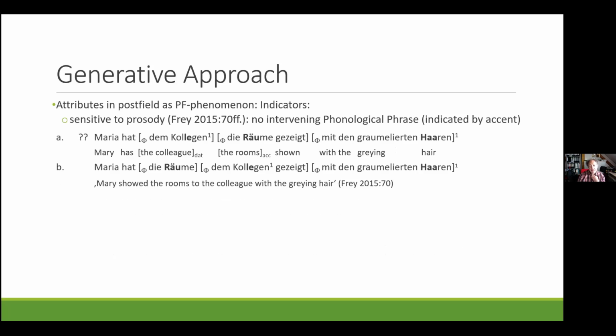Also, it has been shown that attributes in the post field are sensitive to prosody, so there should be no intervening phonological phrase. Therefore, A is kind of deviant, because we have there a phonological phrase, die räumige Zeit, between the head noun and the attribute to it. Whereas as soon as they are adjacent, so that there's no phonological phrase intervening, the sentence is okay. This indicates that it is in fact a PF phenomenon.